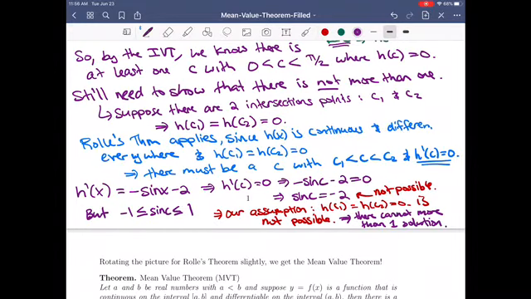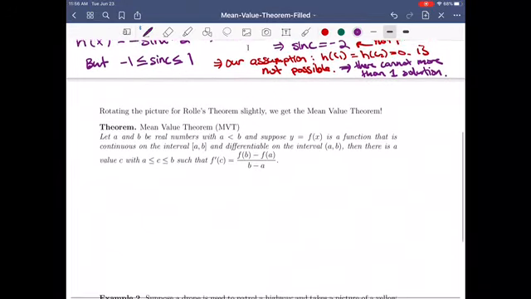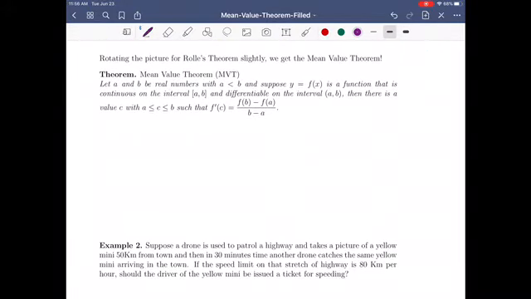So now let's move on to the mean value theorem. All you do for that is basically rotate the picture for Rolle's theorem slightly. Okay, so we have similar conditions. a and b are real numbers with a less than b. They're just two different numbers.